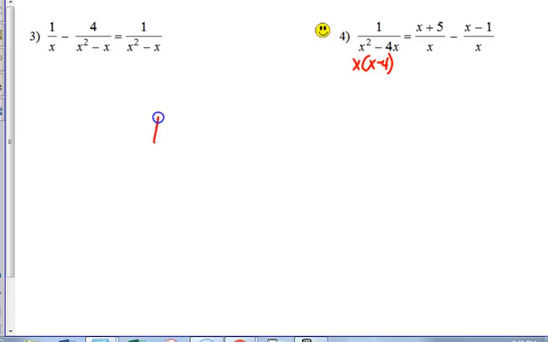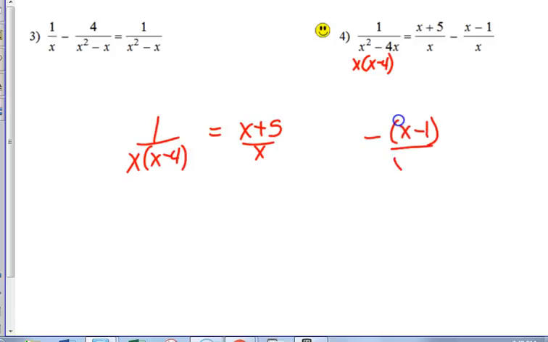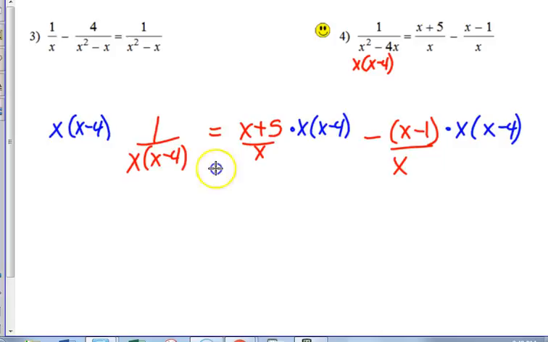So what I'm going to do is take each of these terms and multiply by that common denominator. So here I'll multiply x and x minus 4 by this term. This one gets an x and an x minus 4, and this one gets an x and an x minus 4. So what happens to the left-hand side? The denominator cancels and we have 1. Here the x cancels and we end up with an x plus 5 times an x minus 4.